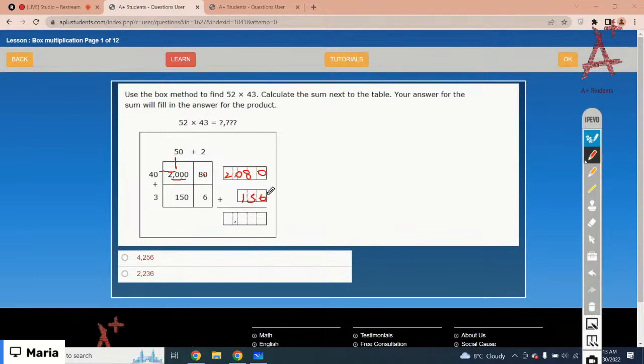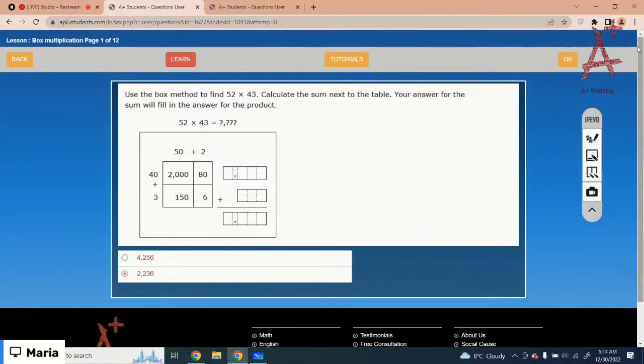Now you have to just add. 6 plus 0 is 6. 8 plus 5 is 13. 3 and 1 carry 1. 1 and 1 is 2. And here you have 2. So it would be 2236. Got it? So the answer is 2236. That would be the box method. The second option is the correct one. So just select the correct option and click on the OK button.